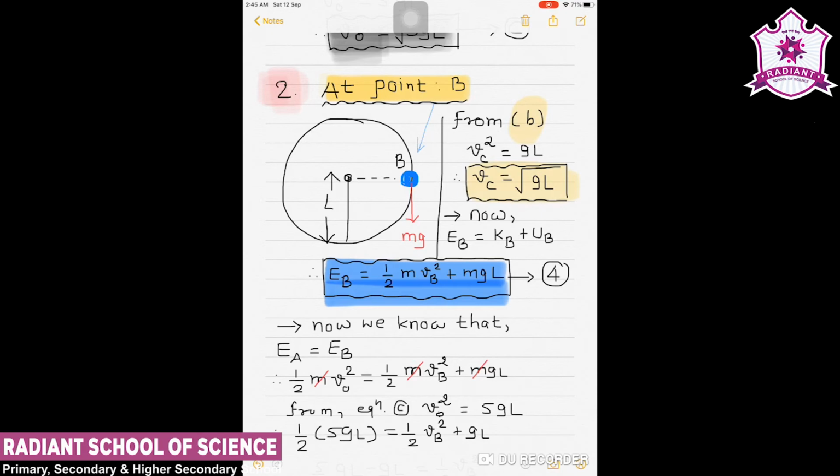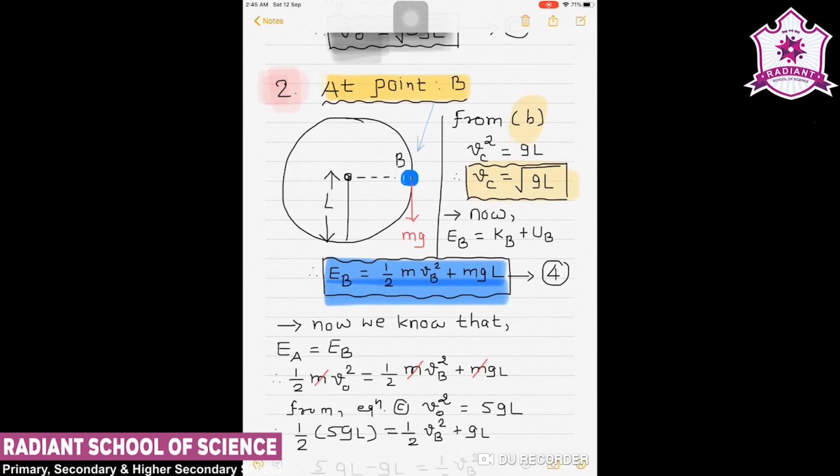Here height is equal to L, and therefore we can say that potential energy at point B is equal to mgl. That is shown in our equation number 4. Equation 4 gives the total potential energy plus kinetic energy at point B, which is considered the mechanical energy at point B, and it is denoted by EB.